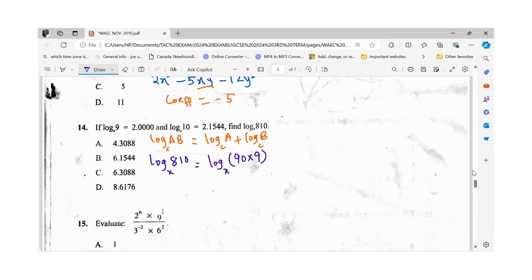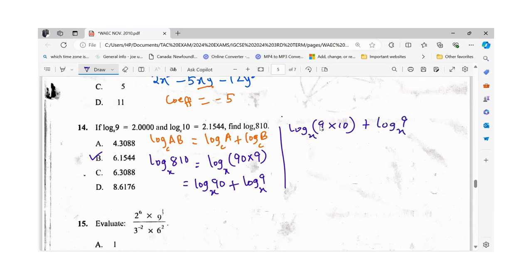Now, we break this into logs, just like this law says. It's going to be log 90 base x plus log 9 base x. Of course, log 90 base x can be written, using the same law, as log of 9 times 10 base x plus log 9 base x. So this log 90, we have broken down into 9 times 10.